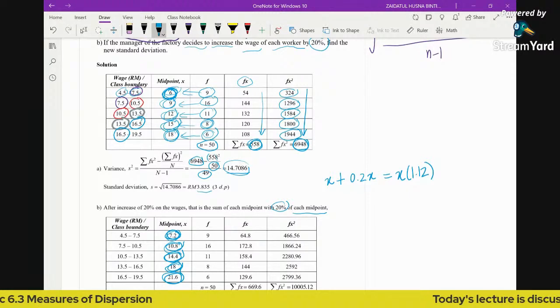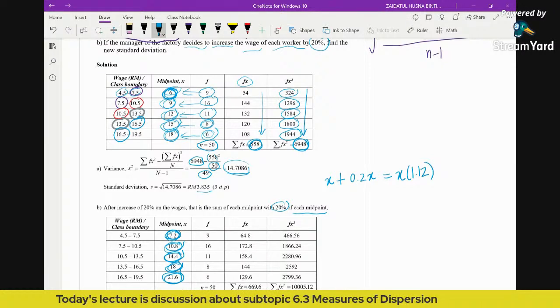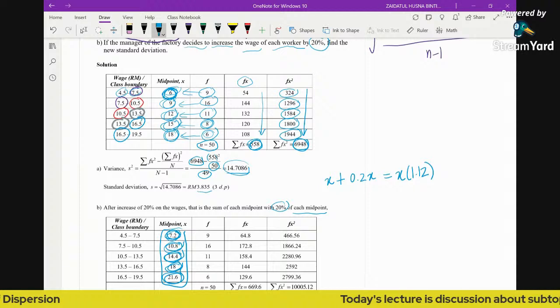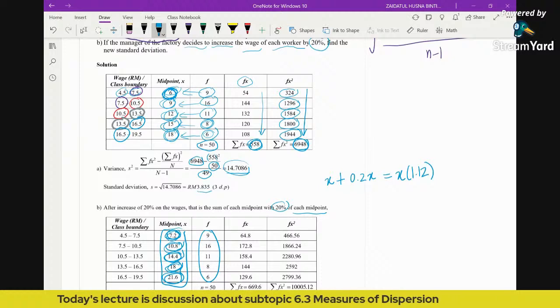But in terms of frequency, no difference. Why? Because frequency here actually represents the number of workers, so the number of workers remains the same. The only difference is with the income, or the wage. So we just do the amendment with the wages, not the frequency. The frequency here remains the same. So we just find the new fx and the new fx squared.